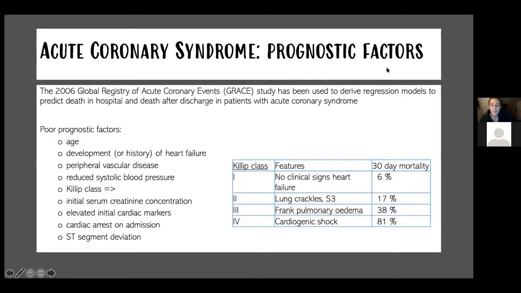And there are prognostic factors. This came up with the GRACE score and the Killip class. And then there are also poor prognostic factors. If they develop heart failure following an MI, that's a poor sign. If they have peripheral vascular disease, if they have reduced systolic blood pressure, if their cardiac markers were very high to start with originally, and if they had a cardiac arrest.